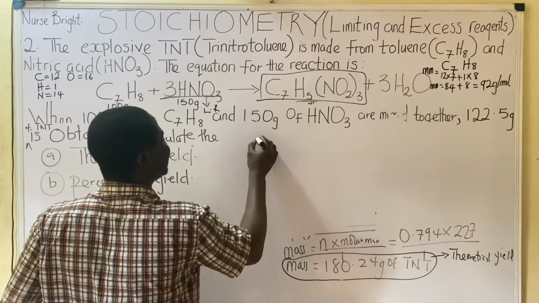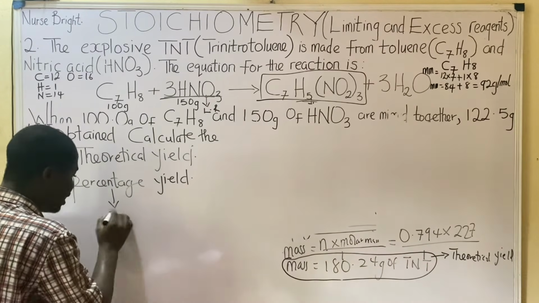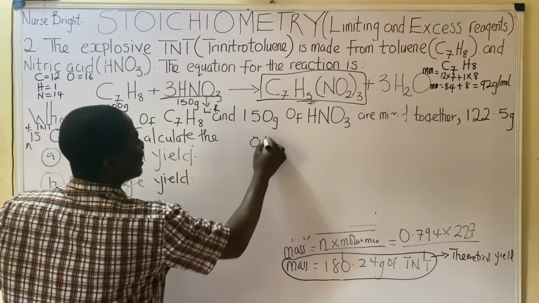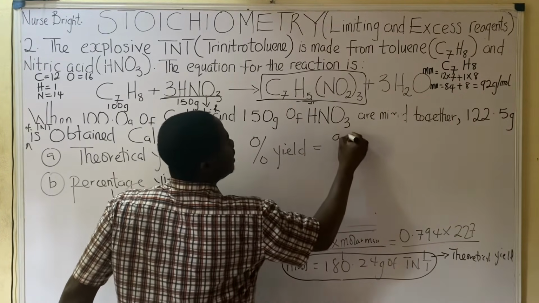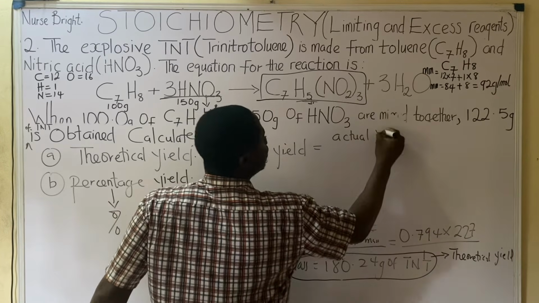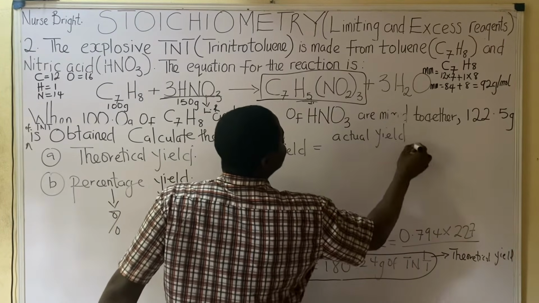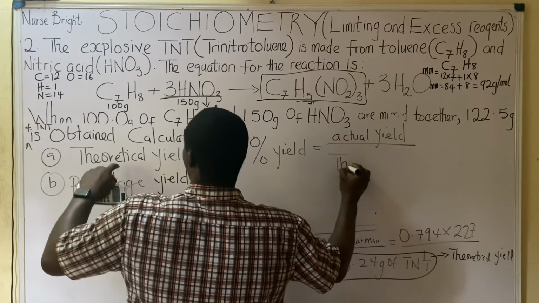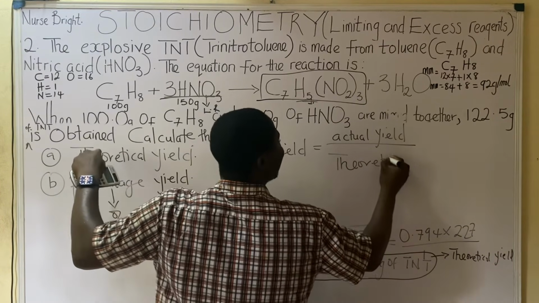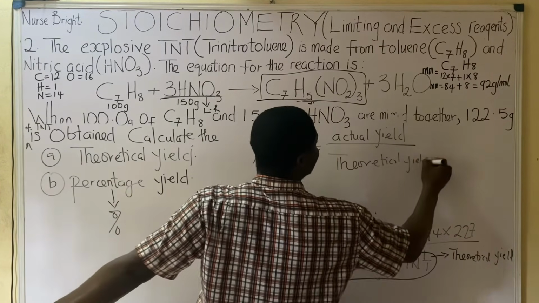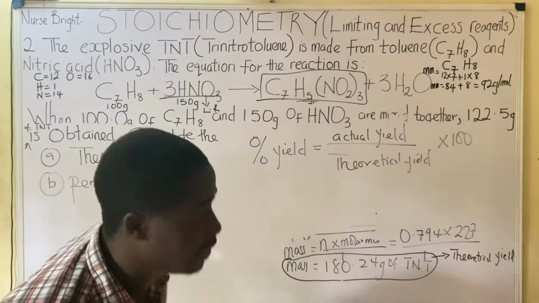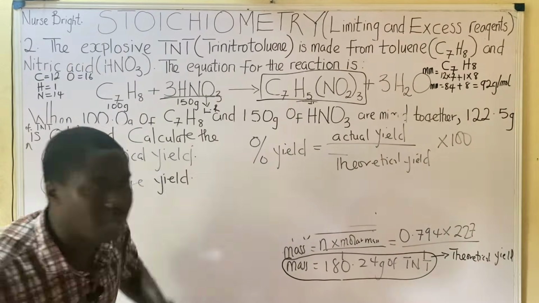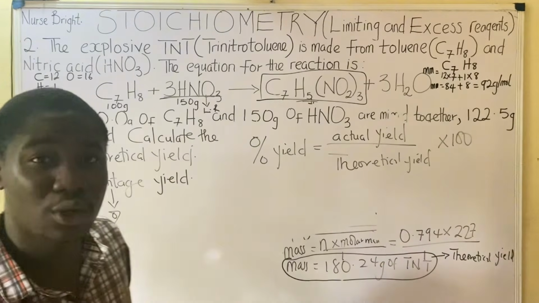And how do you get your percentage yield? Remember, percentage is like this symbol. So percentage yield has its own formula, which is this: actual yield divided by the theoretical yield. Since this is a percentage, it's going to be times 100. Your answer should be in the form of percentage. So percentage yield formula is what? Actual yield over theoretical yield times what?